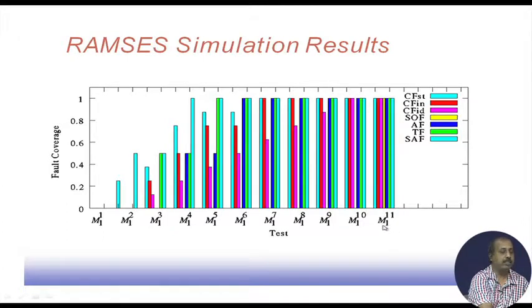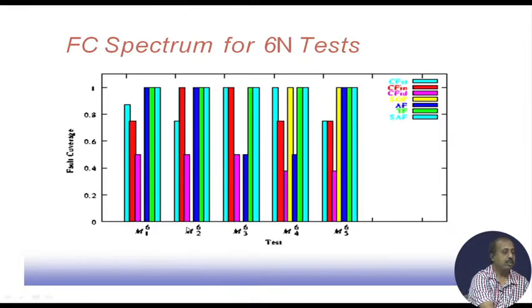Our test generation process can stop at this point, provided these are the fault models that we have to cover. So, if we are looking for only, say, stuck-at fault, then we can stop at this point itself. So, at M4 we can stop. So, only a 4-length test sequence will be sufficient. So, this is another fault coverage.